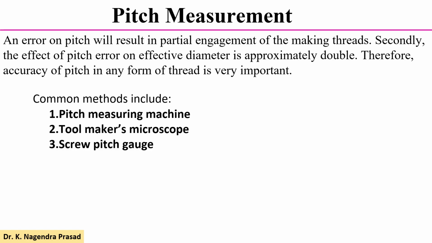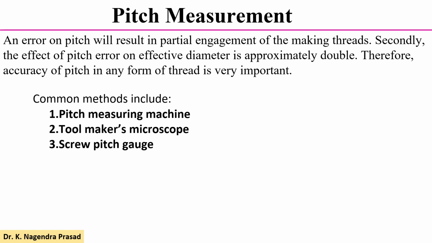Next we will discuss the pitch measurement. An error on pitch will result in partial engagement of the mating threads. Secondly, the effect of pitch error on effective diameter is approximately double. Therefore, accuracy of pitch in any form of thread is very important.